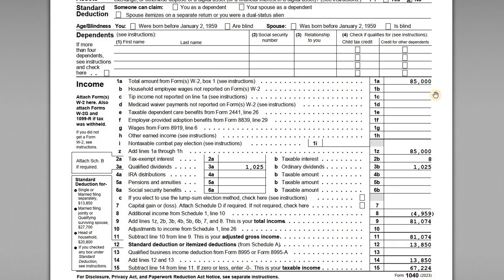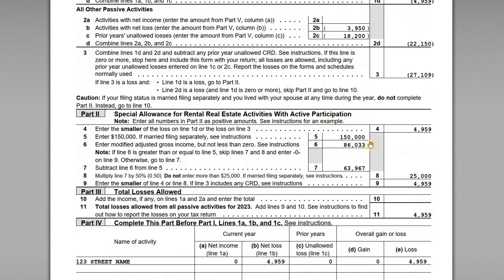So we've got wages of 85, interest and dividends, add all those up, and we're left with our modified AGI of $86,033. So we subtract line 6 from line 5, and we have $63,967. We multiply by 50%, but do not enter more than $25K. So if we multiply by 50%, we'd have roughly 30 some odd $1,000, but we can only deduct up to $25,000. So we put the $25,000 ceiling in there.